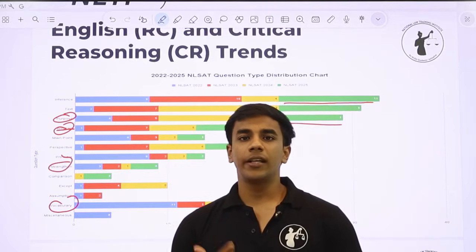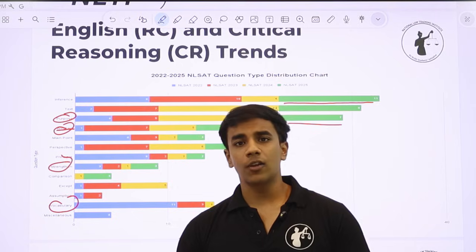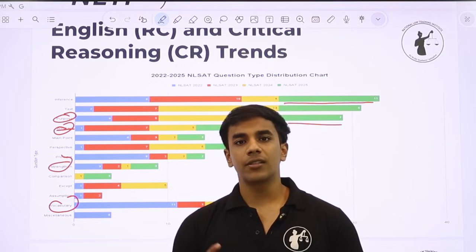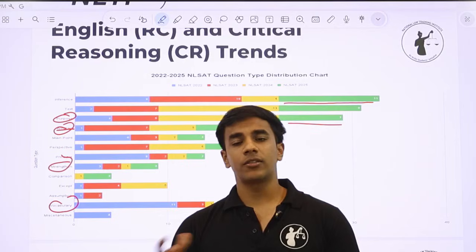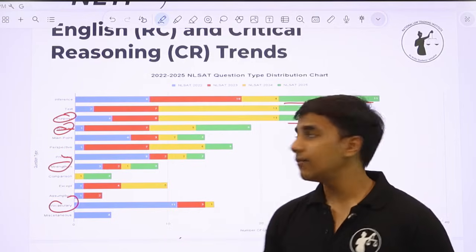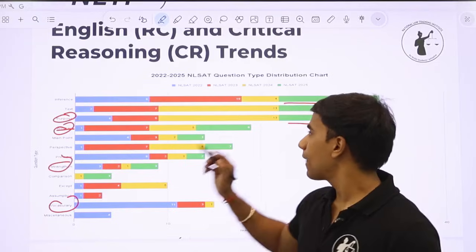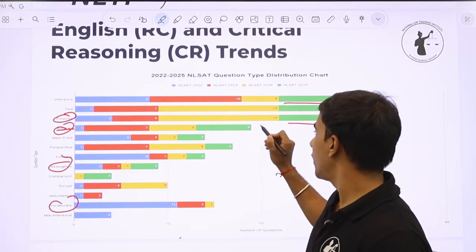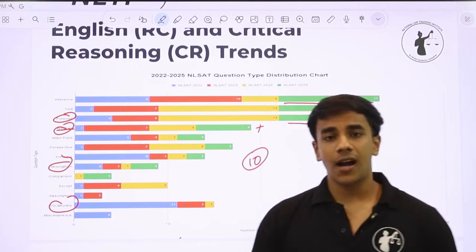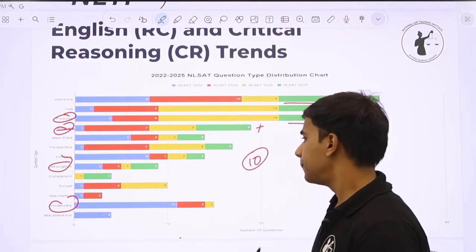Now I have to either weaken the argument or strengthen the argument, and there will be 4 answer options that will be either weakening it or strengthening it, and I have to identify the most appropriate one. So this is how strengthening and weakening arguments work. And in NLSAT 25, around 10 questions were directly asked from strengthening and weakening arguments.